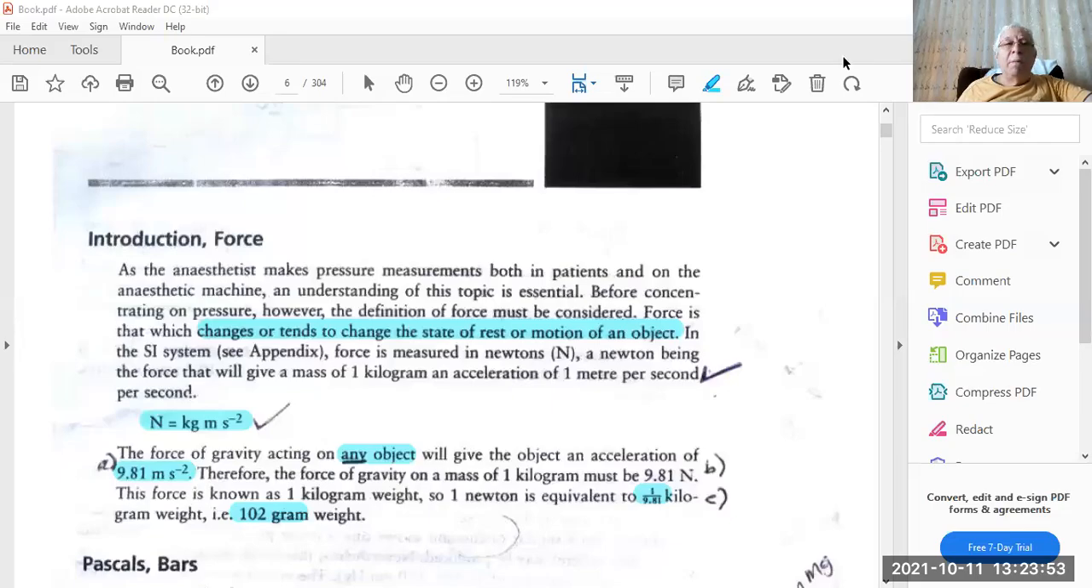بسم الله الرحمن الرحيم. Introduction and the force.